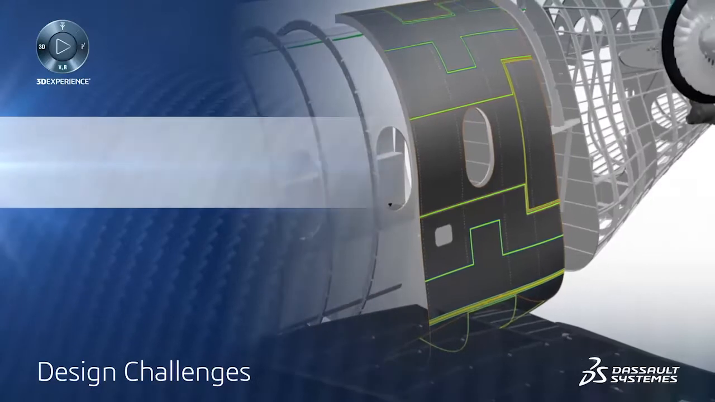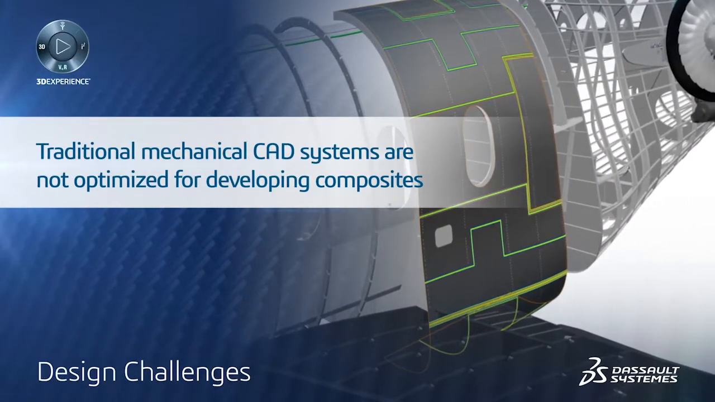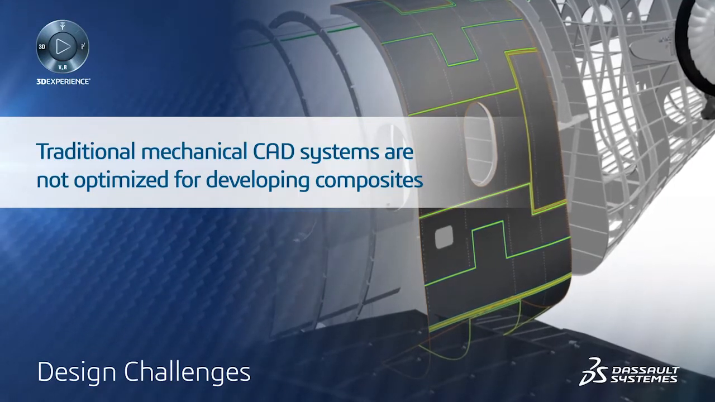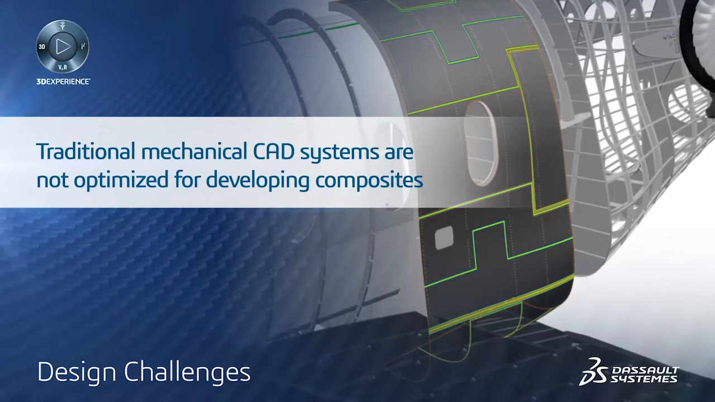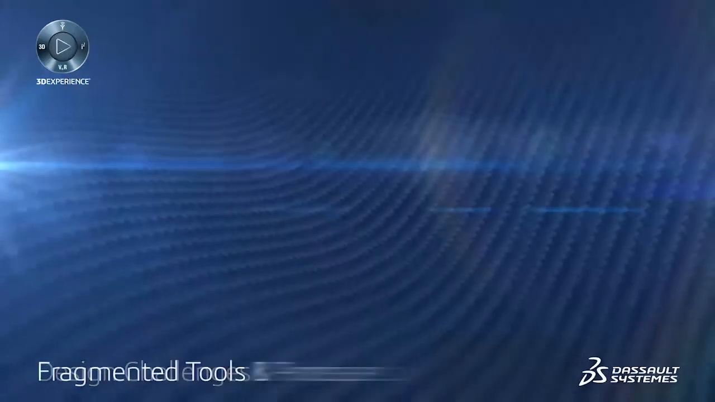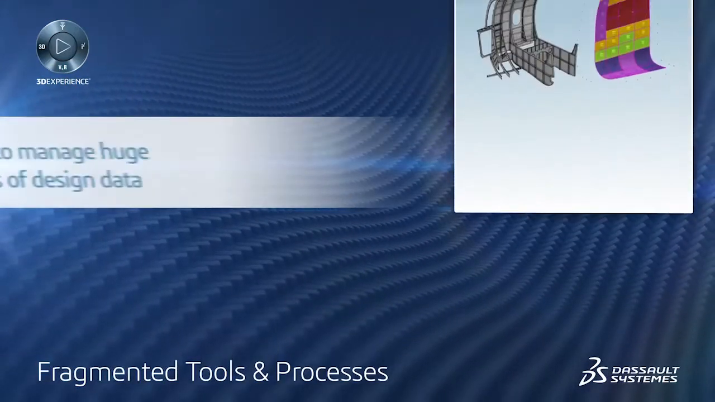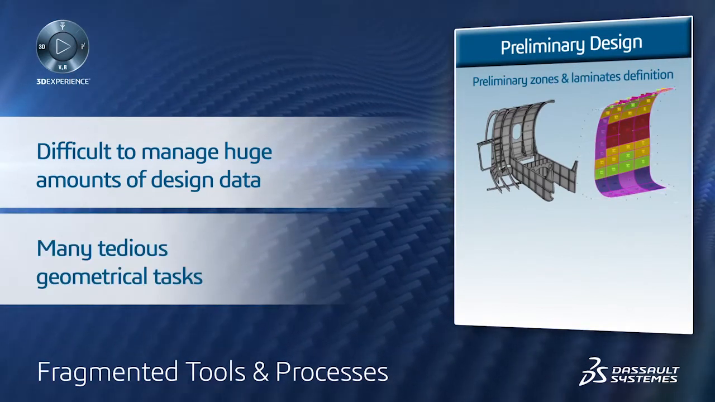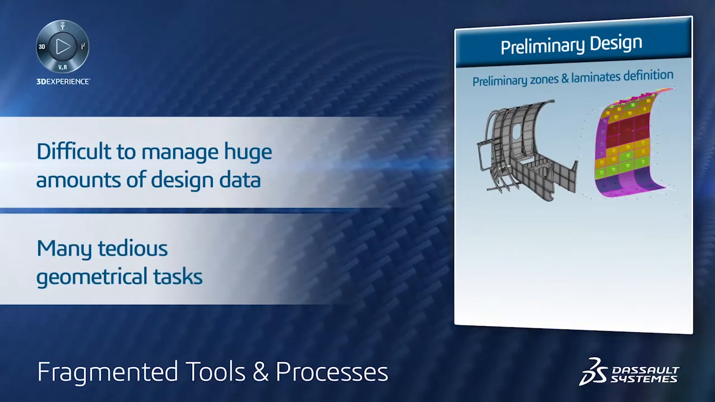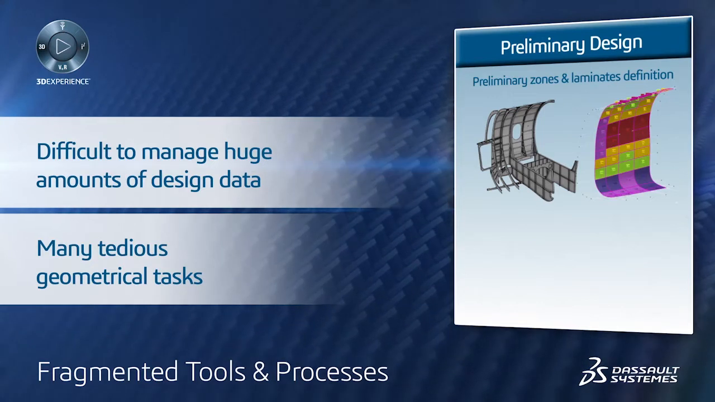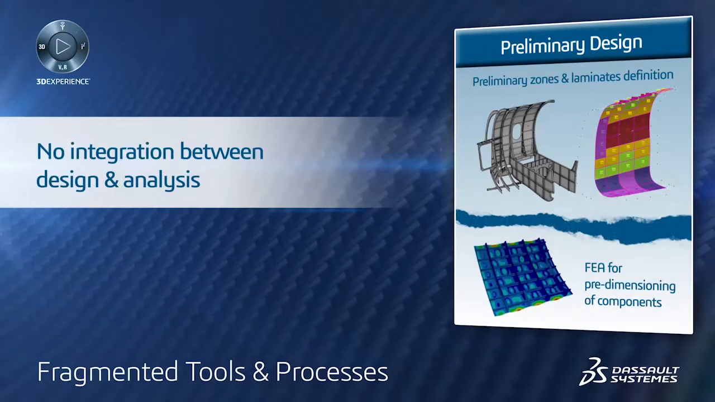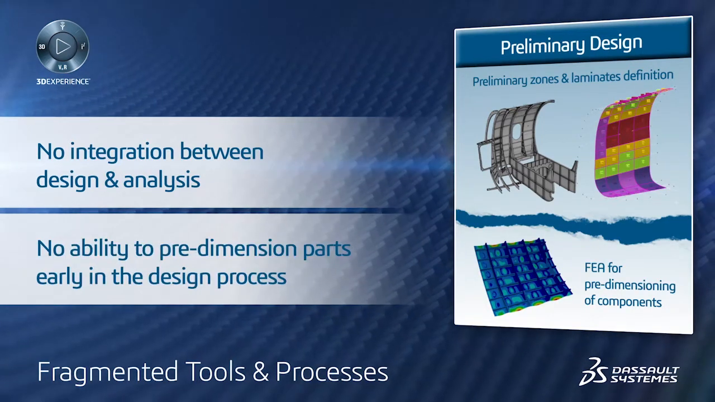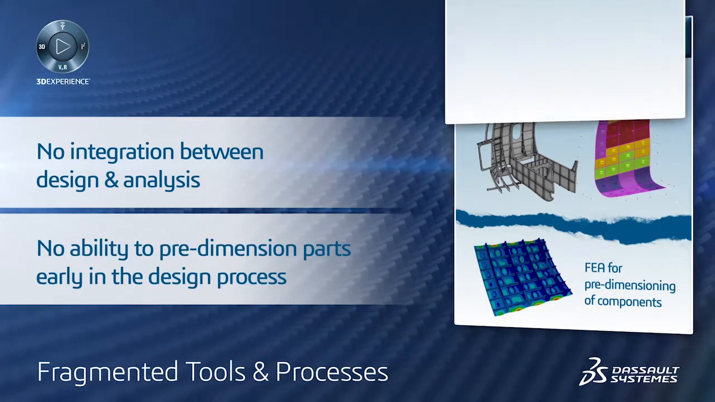Let's start by looking at the problems designers face when trying to design complex composite parts with traditional mechanical CAD solutions that are not optimized for the composites design process. At the preliminary design phase, there's no easy way to define and manage the huge amounts of geometrical data and repetitive design tasks required to define composite parts. And there's no integration to FEA analysis tools in order to quickly validate part pre-dimensioning early in the design process.